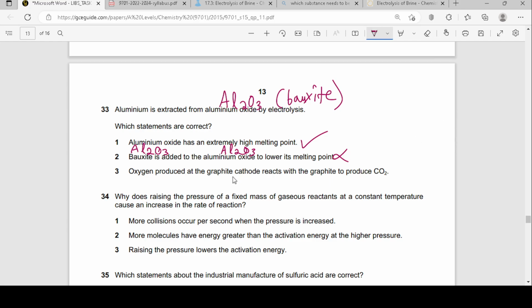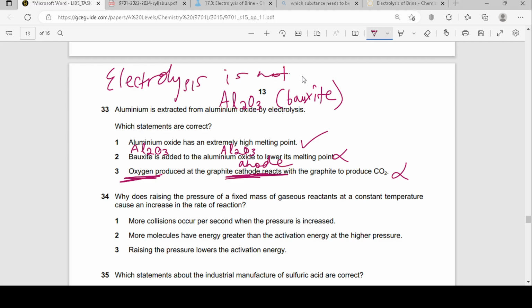Oxygen produced at the graphite cathode reacts with the graphite to produce CO2. Actually, it's the oxygen produced at the graphite anode that reacts with the graphite to produce CO2, because oxygen is produced at the anode, actually. Anyways, again, electrolysis is not in AS anymore, so you don't really need to worry about this.